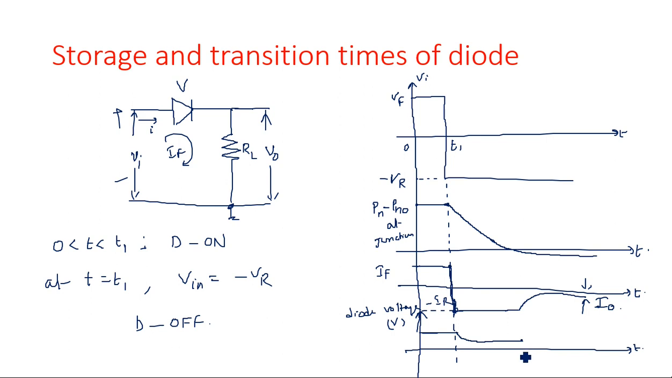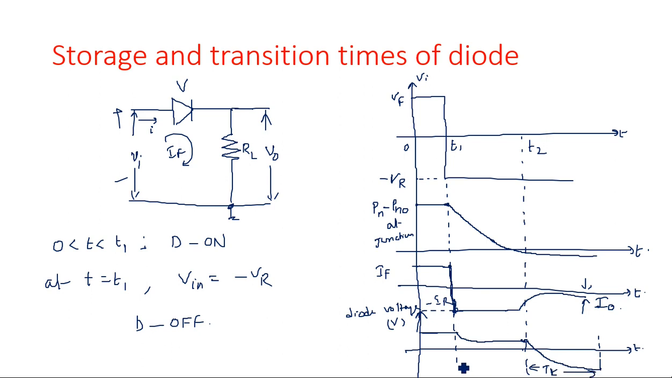Now if you see the diode voltage up to this point, we can say this instant is T2, where the majority charge carriers sustain. From T2, the diode voltage slowly goes negative, and up to here it goes. This particular period is known as the transition time, TT.